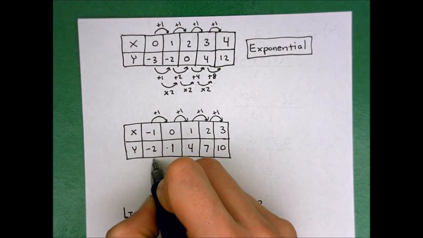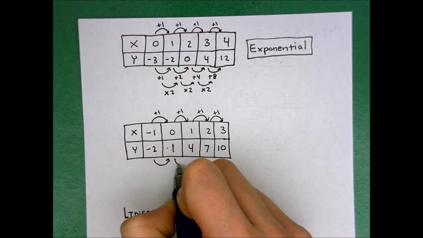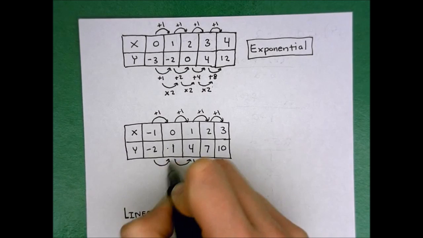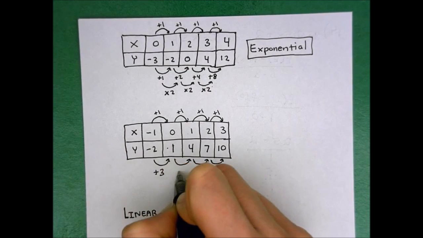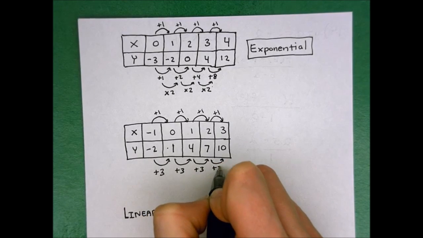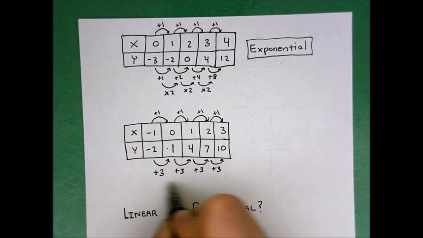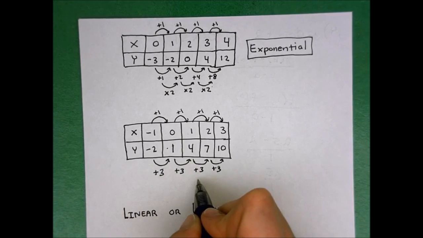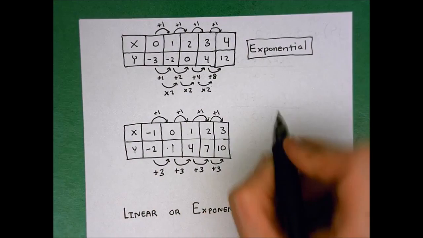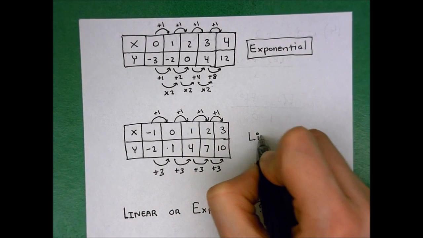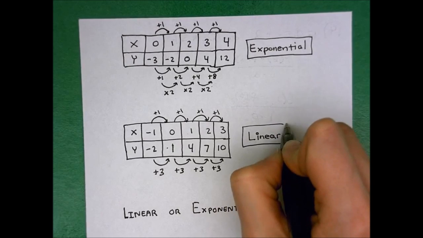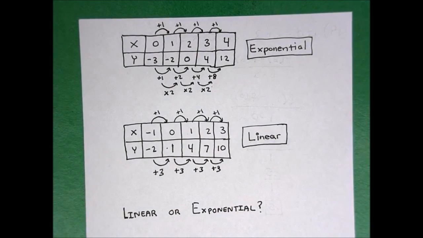Okay, so with this second table, when I look at -2 to 1, 1 to 4, 4 to 7, 7 to 10, to get from -2 to 1, I added 3. Same with 1 to 4, same with 4 to 7, and same with 7 to 10. And there's my common difference. So common ratio is exponential. Common difference is linear. And there's my answer.